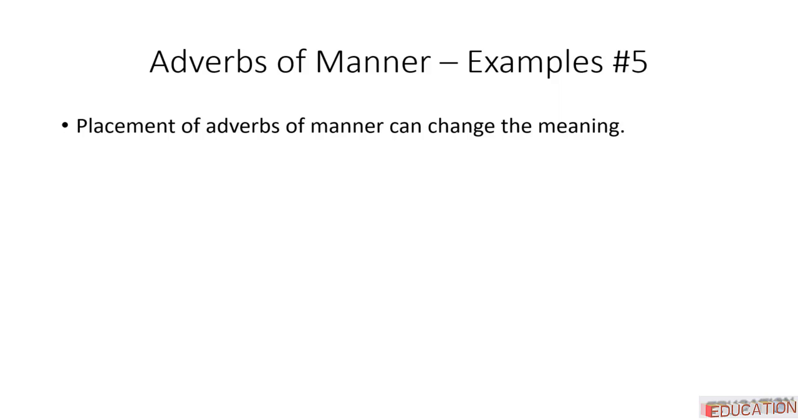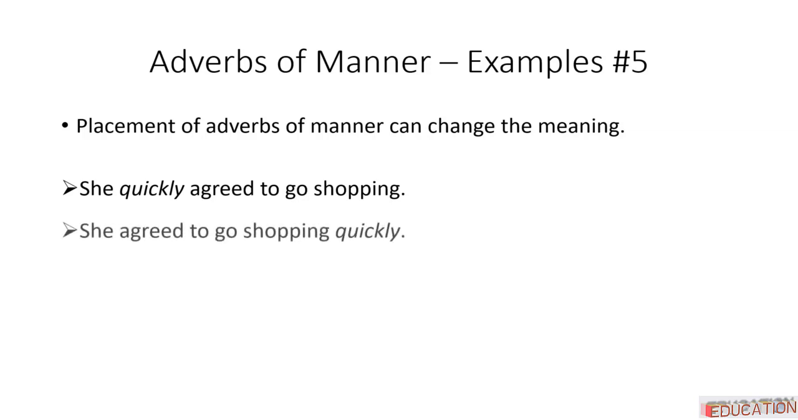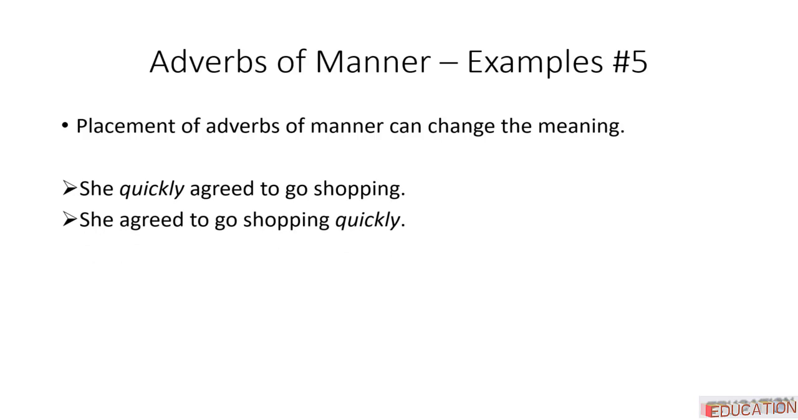And the placement of adverbs of manner can actually change the meaning of the whole sentence, and we'll look at some examples of this. She quickly agreed to go shopping. So her agreement was quick. Now someone asked her to go shopping and very quickly she said of course. Or she agreed to go shopping quickly. The agreement wasn't necessarily fast, but the shopping was quick.